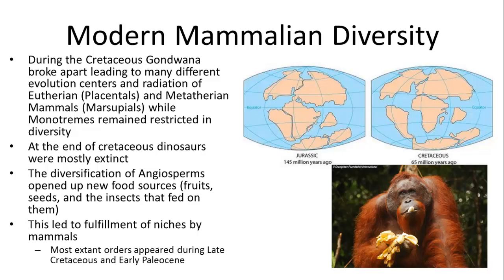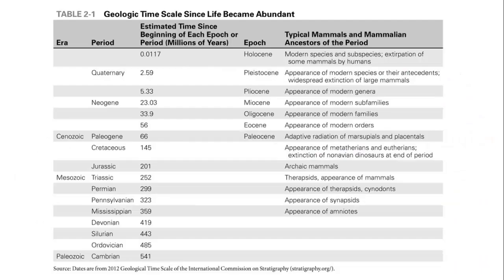So most extant orders appeared during the late Cretaceous and early Paleocene time periods. And so that brings us up to the Eocene here, Paleocene, where we see the appearance of our modern orders. And we'll essentially stop right there for our natural history, because we're going to go through these different families and subfamilies and genera, or these orders, individually later in the class. But that then is the natural history, or summary of the natural history of mammals.